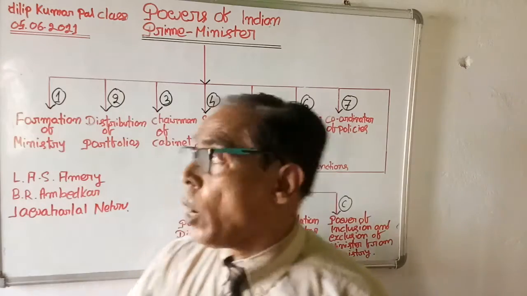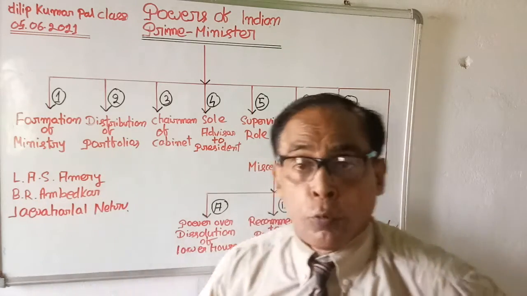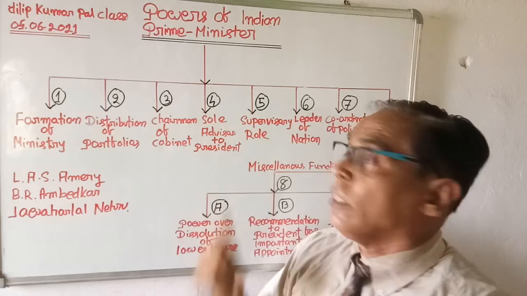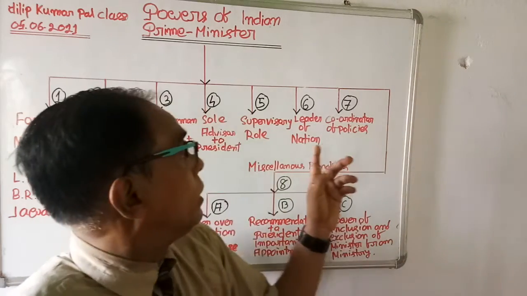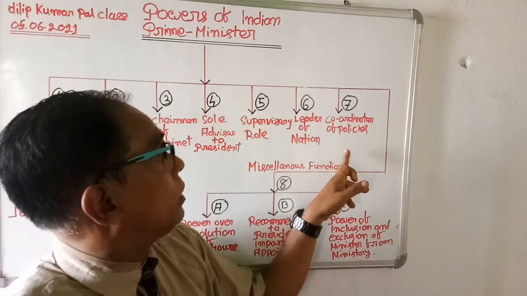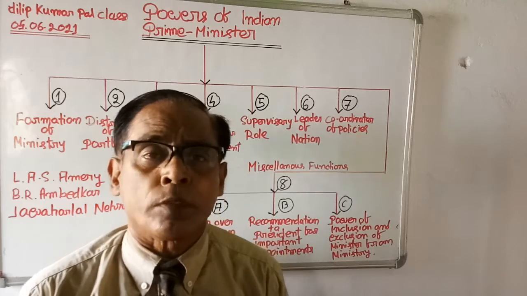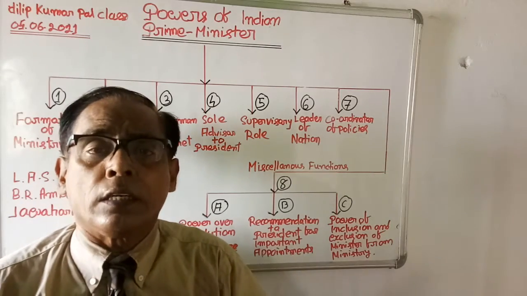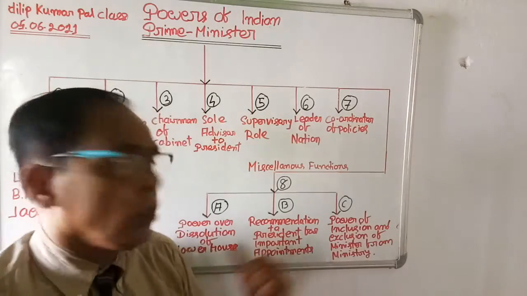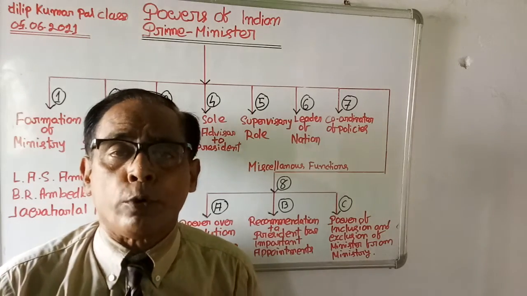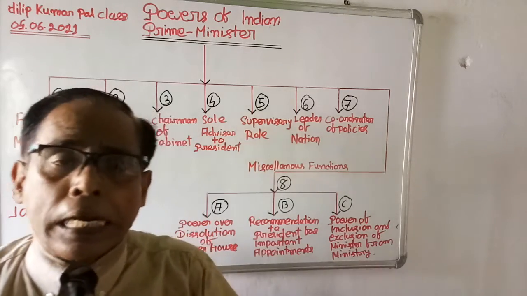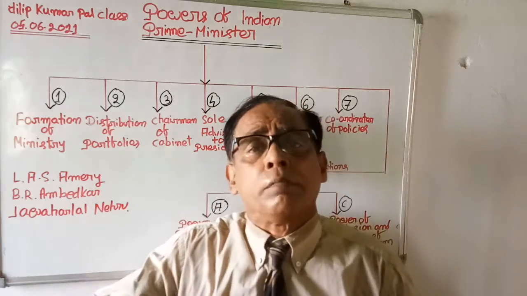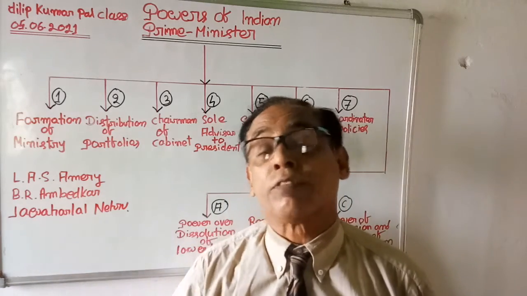Number one, the Prime Minister forms the ministry. Number two, he distributes portfolios among his ministers. Number three, he is the chairman of the cabinet. Number four, he is the sole advisor to the President. Number five, the supervisor role: he supervises the work of different ministers. Number six, he is the leader of the country. Number seven, he coordinates policies of different departments. And finally, in the miscellaneous functions, we have included that the Prime Minister advises the President when the Lok Sabha will have to be dissolved. He gives recommendations to the President about important appointments. Finally, he can make his ministry in any way he likes. He includes any person in the ministry. He excludes any person from the ministry.